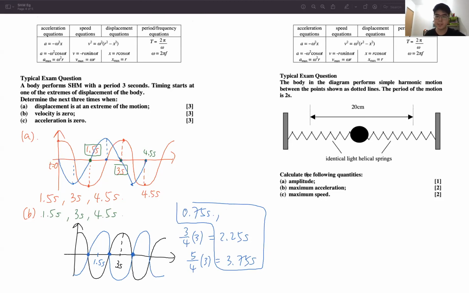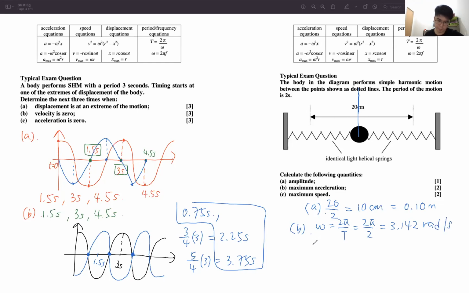Okay, calculate the following quantities. Amplitude: the body vibrates over 20 cm, and amplitude is half of it. So from the equilibrium position at the center, we take 20 divided by 2, 10 cm, change it to 0.10 meter. B, find the maximum acceleration. Again, for maximum acceleration, we find the omega first. Omega equals 2 pi over period, 2 pi over 2 seconds. We get 3.142.